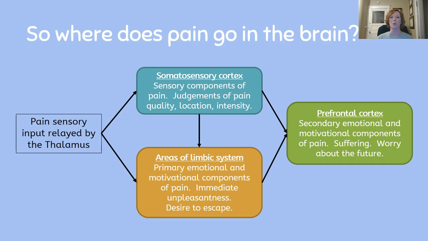Both of these are going to influence the prefrontal cortex. This is the secondary emotional and motivational components of pain. This is your amount of suffering. This is your worry about the future. This is your worry about if it's going to affect you later on.